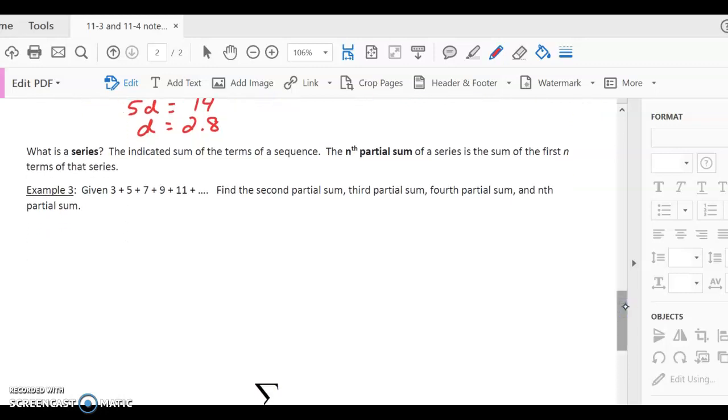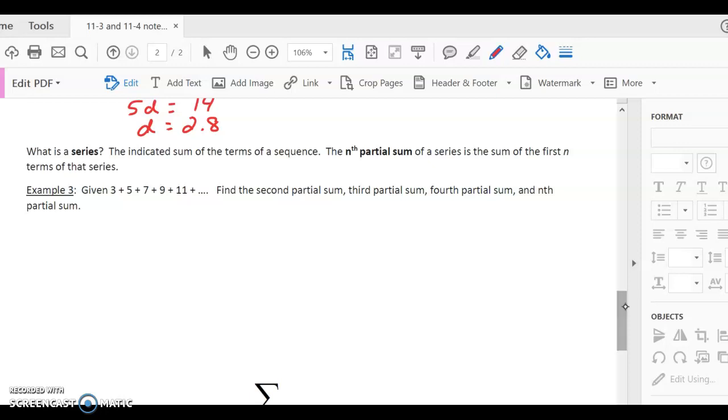So let's look at the example. Given 3 plus 5 plus 7 plus 9 plus 11 plus dot dot dot. The dot dot dot is ellipses marks, which means it keeps going on. We don't know how long it goes on. It's going on forever. So they want you to find the second partial sum, the third partial sum, the fourth partial sum, and the nth partial sum.